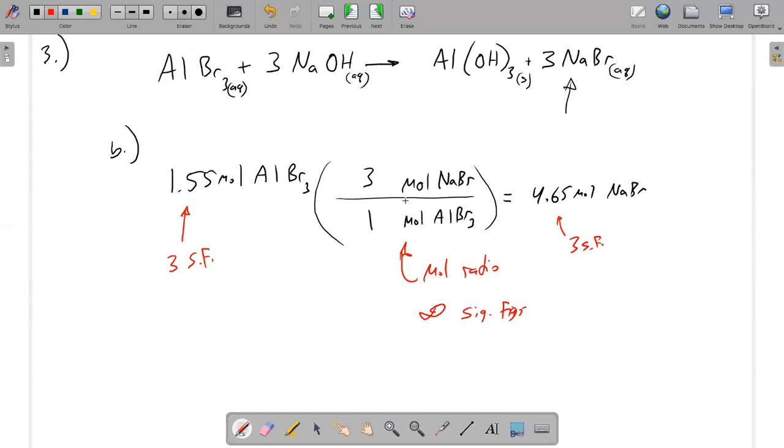All right, so on the back, try that last one, number 4: methane and oxygen react in a combustion reaction.